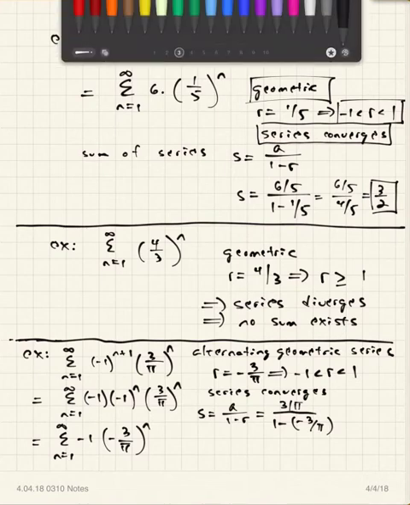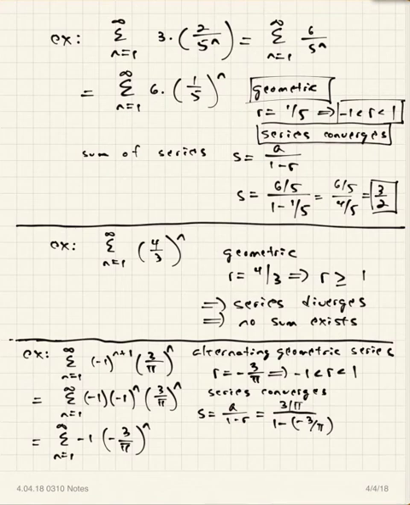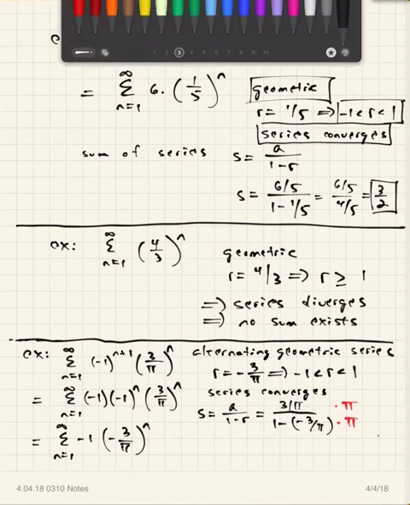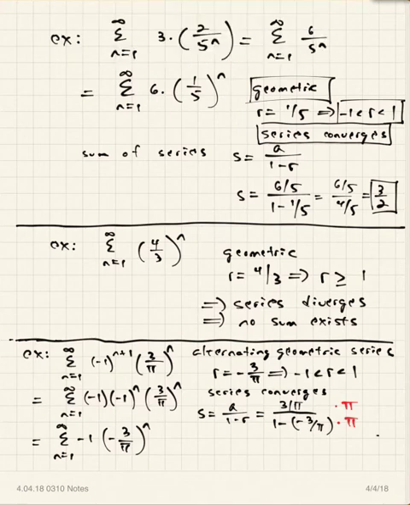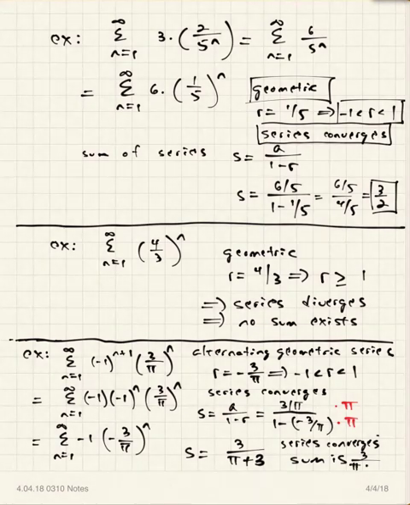Now that's a little bit of an ugly expression. I'm not going to find a decimal there. I'm just going to simplify this. I'm going to multiply top and bottom by pi, and you get, let's see, S is equal to 3 in the numerator over pi plus 3 in the denominator. And so here the series converges, and the sum is 3 over pi plus 3. All right, so a little bit different type of problem, that's for sure.